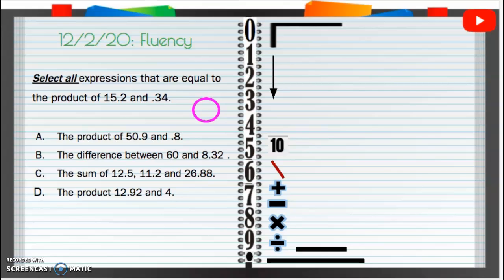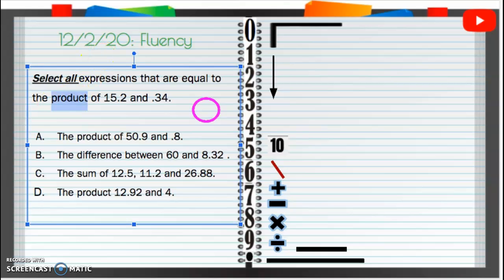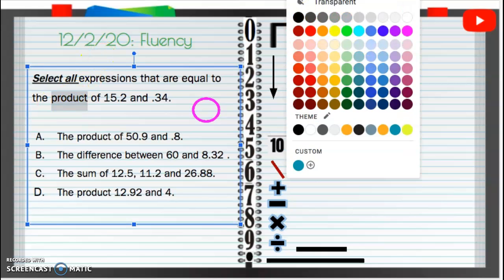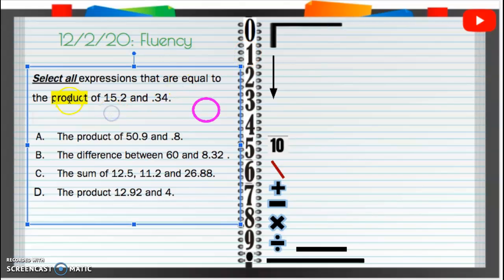December 2nd, 2020, Fluency. Select all expressions that are equal to the product of 15 and 2/10 and 34 hundredths. I know that the word product means multiply. I'm going to highlight that yellow. I know that means multiply.